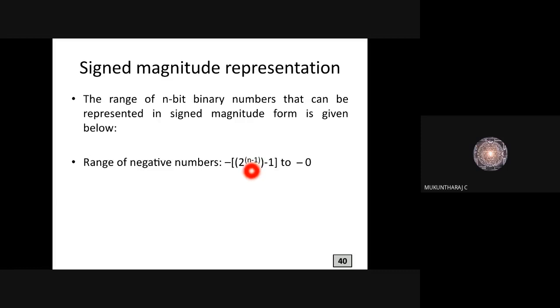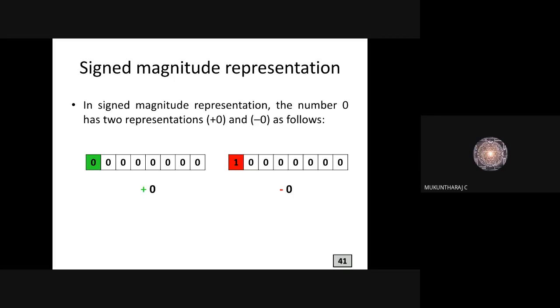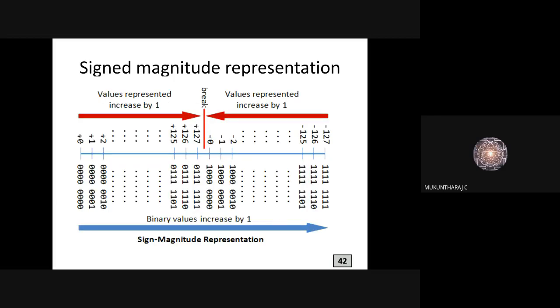Substitute 8 for n and see what you get. 2 to the power 8 minus 1, that is 2 to the power 7, gives 128 minus 1, 127. So we can represent negative numbers from minus 127 to 0, and then plus 0 to plus 127, for 8 bit numbers. Here we have mentioned n bit, so with n bit we use this convention. That's it. Okay. So this is the range of an n bit positive and negative numbers in sign magnitude representation. Fine. Now in sign magnitude representation, the number 0 has two representations: plus 0 and minus 0. Okay. So these are all the 8 bit numbers represented in sign magnitude form.